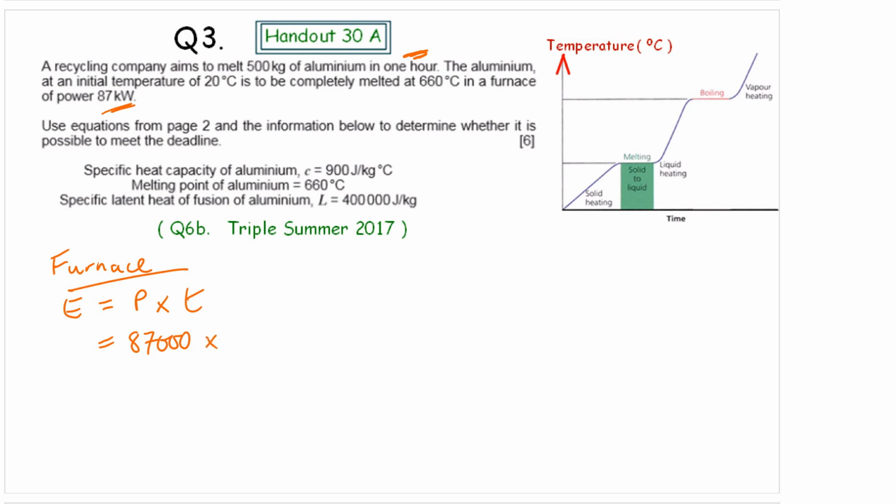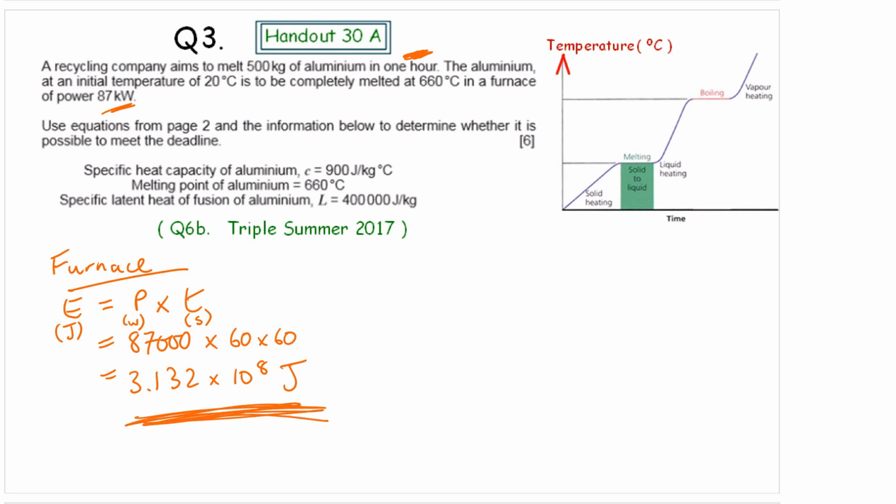Now the time is in hours. Apologies, the time is in seconds. So energy is power in watts times the time in seconds. Now it's on for 1 hour. You've got to convert the hour into seconds. So 60 minutes in an hour, 60 seconds in a minute. And you get this answer here once you multiply all three numbers together. That is the amount of energy generated by the furnace. Now, is that enough to completely melt all of that aluminium from 20 degrees C up to 660?